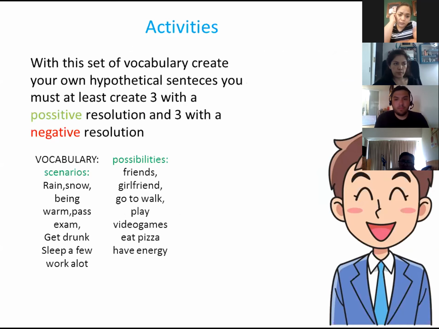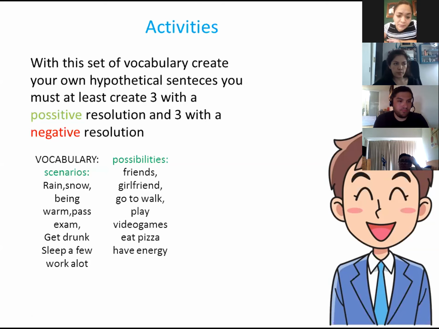Okay, so we have these activities. With a set of vocabulary, create your own hypothetical sentences. You must create at least three with a positive resolution and three with a negative resolution. Let me see a lot of my partners. Who, for example, let's say, Fanny, can you construct a negative sentence using this vocabulary? It could be like, if I don't pass the exam, I will not play video games.